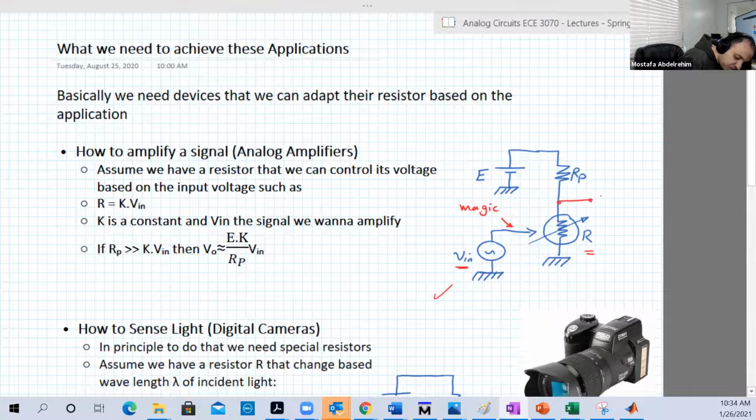And here is the output. I forgot to draw it. The output is just the voltage across the resistor R, so this is equal to VR. And R magically can be controlled using the input signal that you want to amplify. Good. And we have here a battery, let's call it E, so the voltage at that point is E.